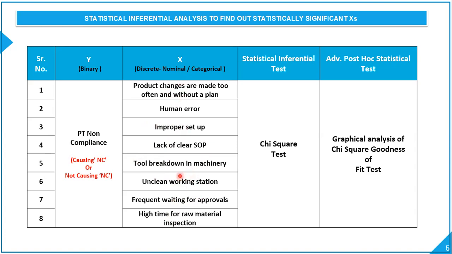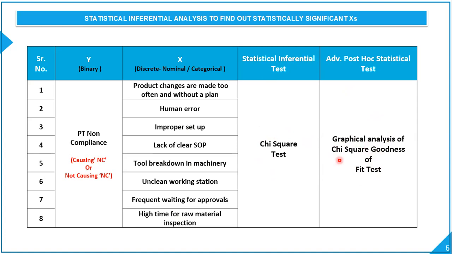And now, out of these 8 X's, all we want to find out is how many X's are statistically significant. In other words, how many X's have a statistically significant impact upon PT non-compliance. To find it out, we'll use the statistical inferential test of chi-square test. We're also going to use graphical analysis based on the chi-square goodness of fit test. So let's go ahead and try to understand it.